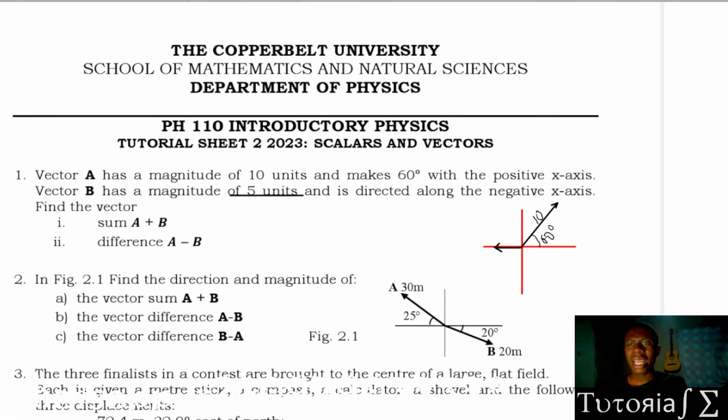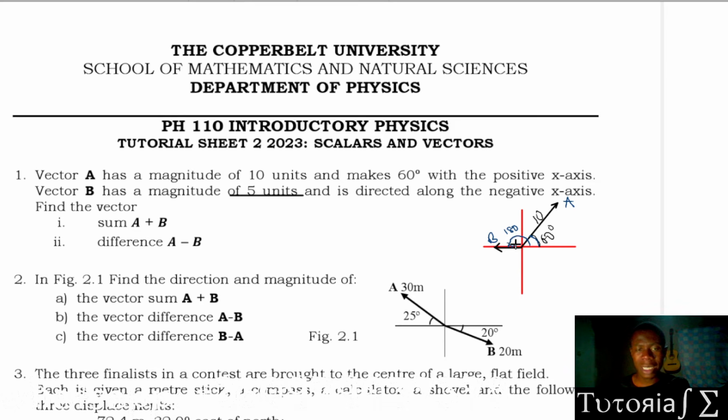How we count angles for vectors, we always start from the positive x-axis when determining the angle at which the vector is at. We always count from the positive x-axis until we meet the vector. So for instance, for A, we count from this point to where the vector is at. For B, it will be from this point to where the vector B is at. So that angle is 180 degrees there.